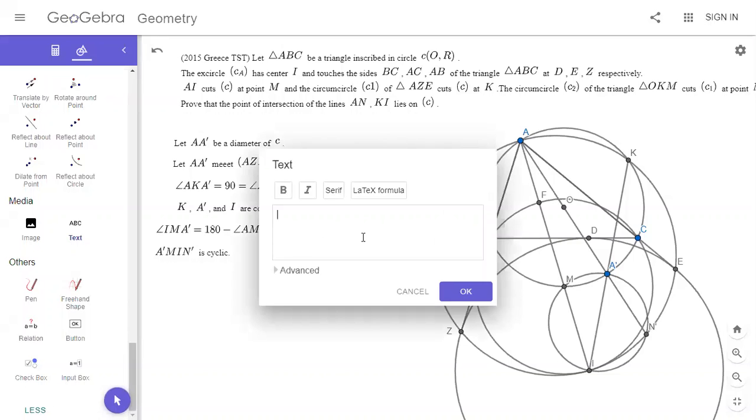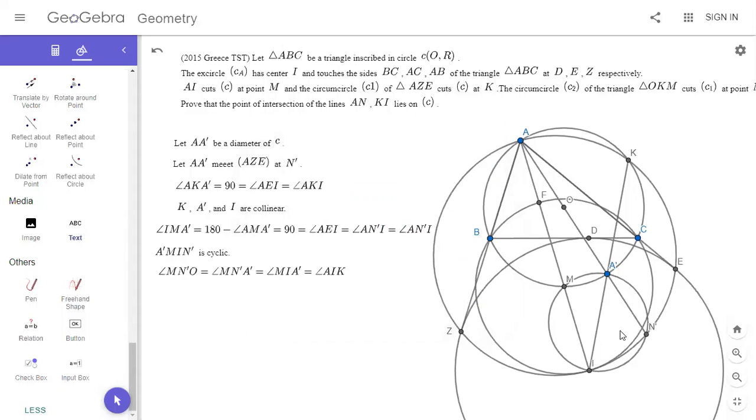So we have angle MN prime O is equal to angle MN prime A prime, which is equal to angle MI A prime, which is equal to angle AIK. Which is, let's see, angle AIK.